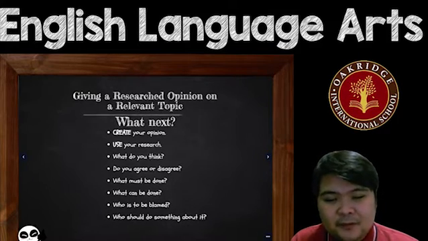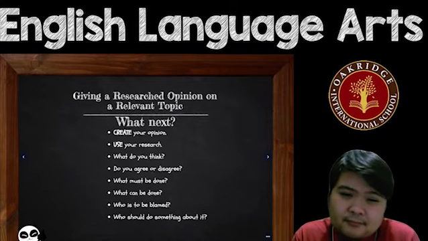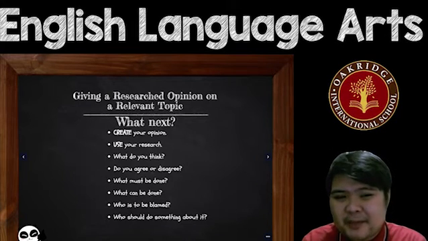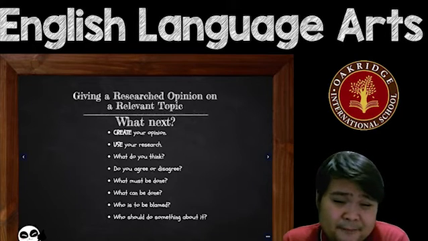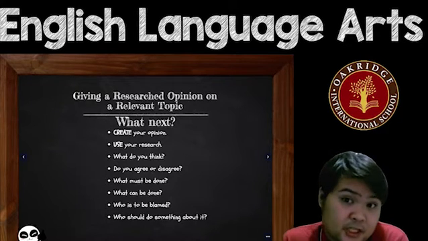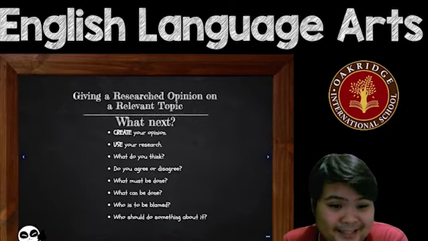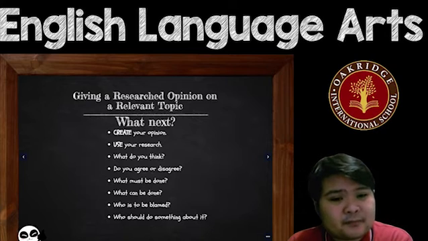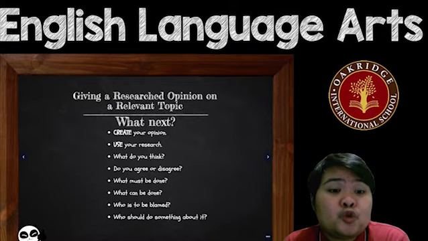Okay? So, for example, you're done with that. You've done your research already. What next? How will you give a researched opinion on a relevant topic? For example, you've already done your research properly. What do you do? Create your opinion. Formalize your thinking. Try to make up your own opinion, your own conclusion.